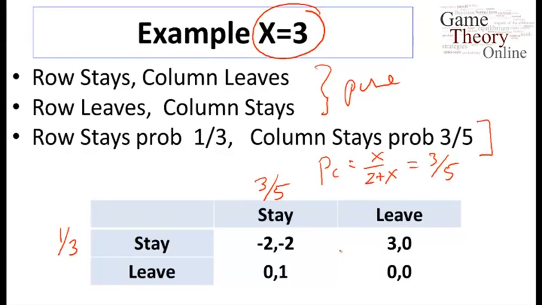The column player's payoffs haven't changed, they're still -2, 0, 1, 0. So when you make the column player indifferent, it's exactly the same equations that we had before. So the row player's probability to make the column player indifferent is exactly the same as it was before, but we're getting a different answer for what the column player has to do in order to make the row player indifferent. So we end up with the column player staying with higher probability than before, even though it's the row player's payoff which has gone up from staying.